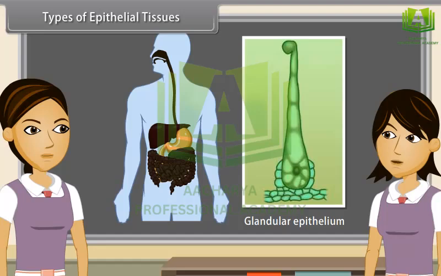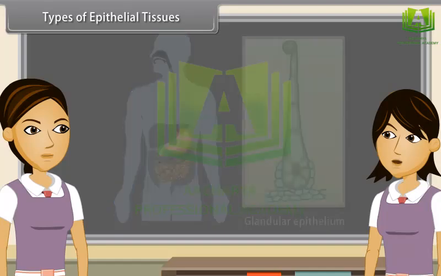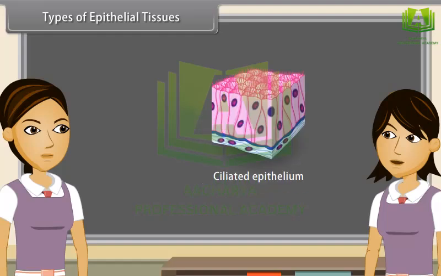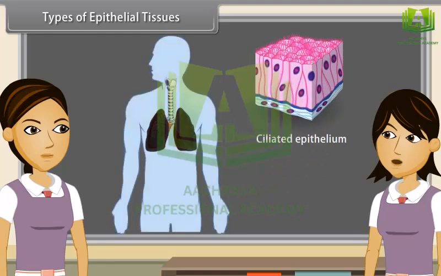Do you know that some cuboidal or columnar cells have a free border which bears thread-like cytoplasmic outgrowths known as cilia? These cells form the ciliated epithelium. It is found in sperm ducts, trachea, bronchi, kidney tubules, and oviducts.